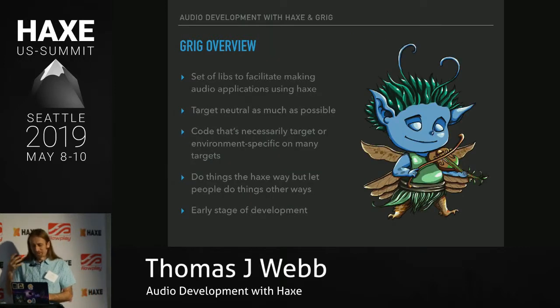Okay, so now to talk about Grig, the thing that I started working on to address some of these issues. It's a set of libs to facilitate making audio applications using Haxe. And I hope down the line that it also helps facilitate writing in other languages that Haxe targets as well. But right now the main focus is Haxe. As much as possible, I make the code target neutral. So something like loading an audio file, I try to make that pure Haxe so that you could even use that in contexts I wouldn't imagine, like loading an audio file in PHP without having to use a C extern, a C binding or whatever.